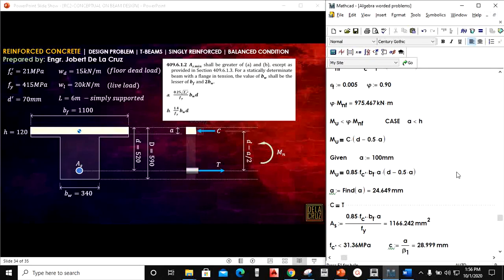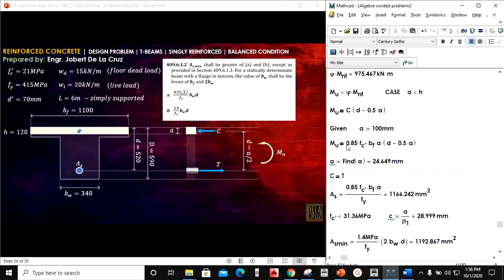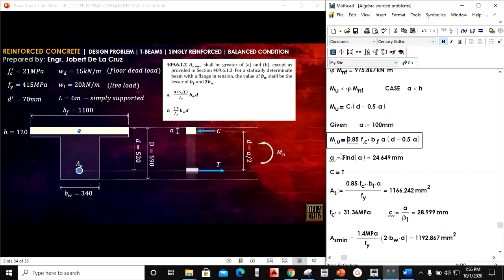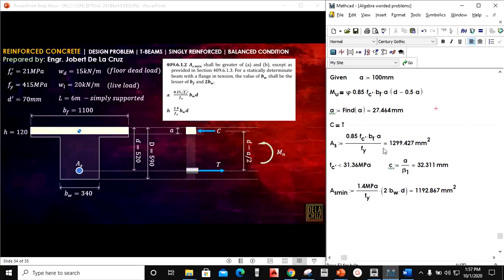Did we make a mistake here? Okay, let me check. Here, Mu should have a reduction factor. Mu should be equated to the design. There should be a reduction factor. That one. Okay, I made a mistake here, sorry. So the value of our a here will change because of that reduction factor. The solution is the same, I just forgot the reduction factor. So this will be our As, and our As is greater than As minimum.